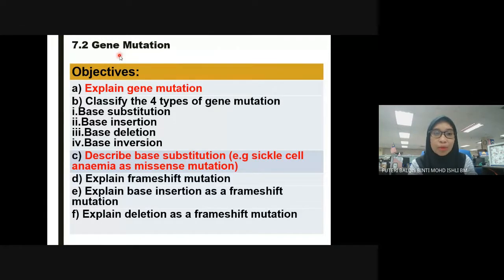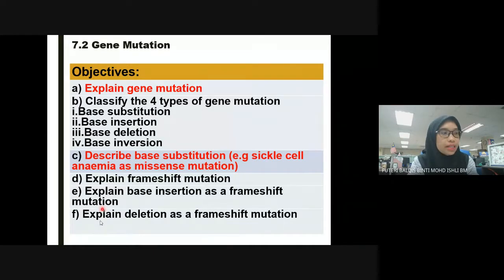Sudah habis dah 7.1. 7.2 adalah gene mutation. Explain gene mutation. Classify the 4 types of gene mutation. So we have base substitution, base insertion, base deletion, base inversion. Describe base substitution. For example, sickle cell anemia as missense mutation. Explain frame shift, explain base insertion as a frame shift mutation. Explain deletion as a frame shift mutation.